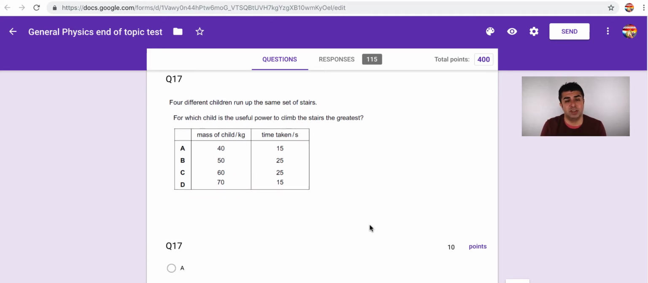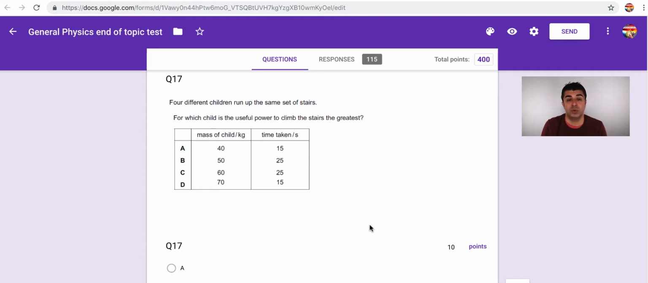Question number 17. 4 different children run up the same set of stairs. For which child is the useful power to climb the stairs the greatest? Power equals work done divided by time, and work done equals force times distance. Here, you've only been given the mass of the child. So what you do is you change the mass of the child into force by multiplying it by 10.